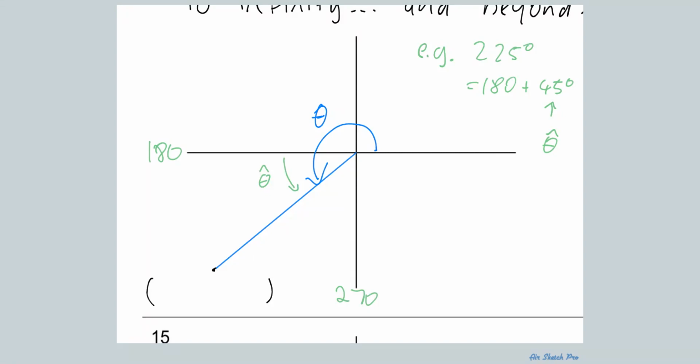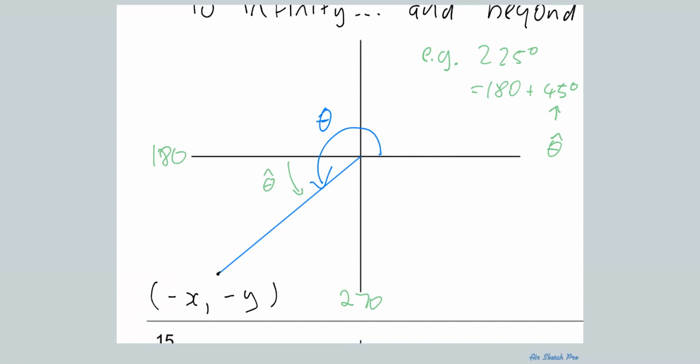So that's the value, but what's the sign? Is it positive root 2 on 2? This is the only thing you have to decide. Is it positive root 2 on 2 or negative root 2 on 2? Well, let's have a look at the x and y coordinate. In this quadrant, x is negative. So is y. So the sine of 225 degrees is negative root 2 on 2, because that's the value I get from theta hat, and negative because we're below the x-axis, so y is negative. We're also to the left of the y-axis, so that means x is negative. So the cosine of 225 degrees is also negative root 2 on 2.